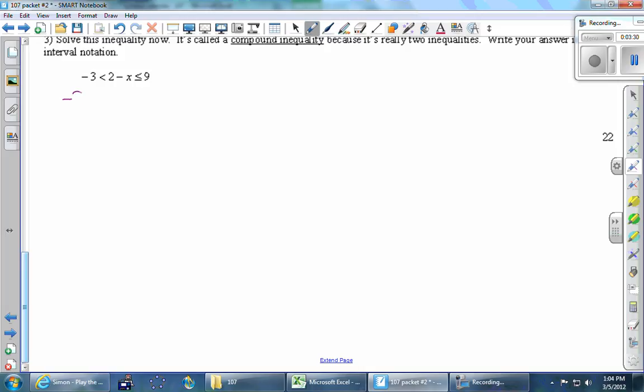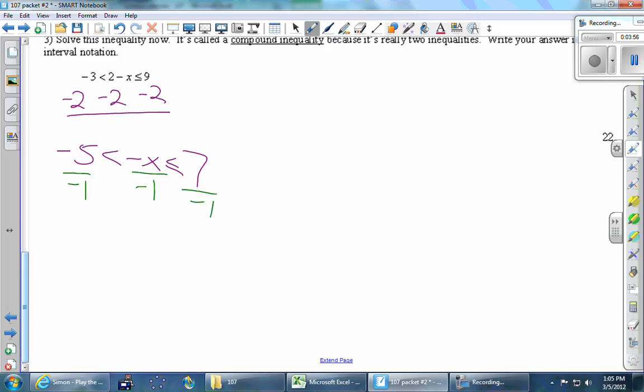Subtract the 2 from, we usually say both sides. Now we'll subtract 2 from 3 sides. So over here we get -5 less than -x less than or equal to 7. And then what do we do to make it not -x but positive x? Yeah, we're going to divide everything by -1. That's how we get rid of a negative. And so let's see, that's a 5, that's an x, that's a -7.